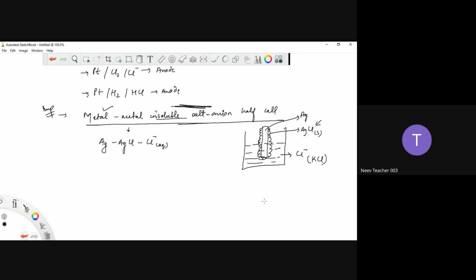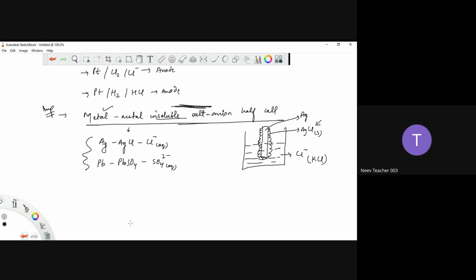Can we take any other example? Yes, take lead. Now you need to take an insoluble salt of lead, which is PbSO4. And if you have taken PbSO4, then its anion should also be present, so SO4 2 minus in aqueous solution. This is how you are going to represent this cell.